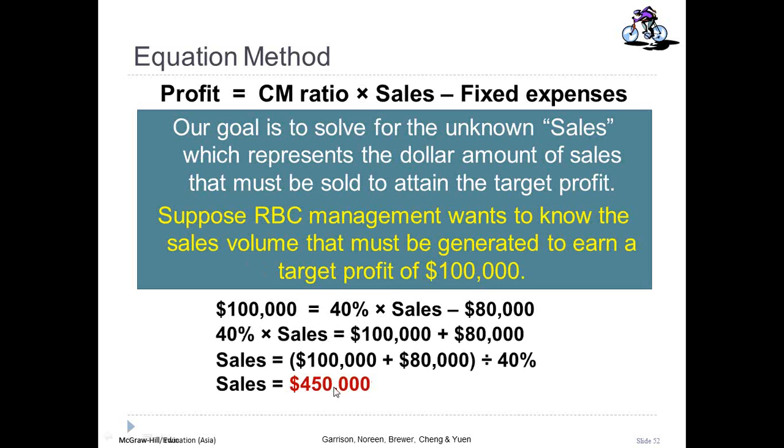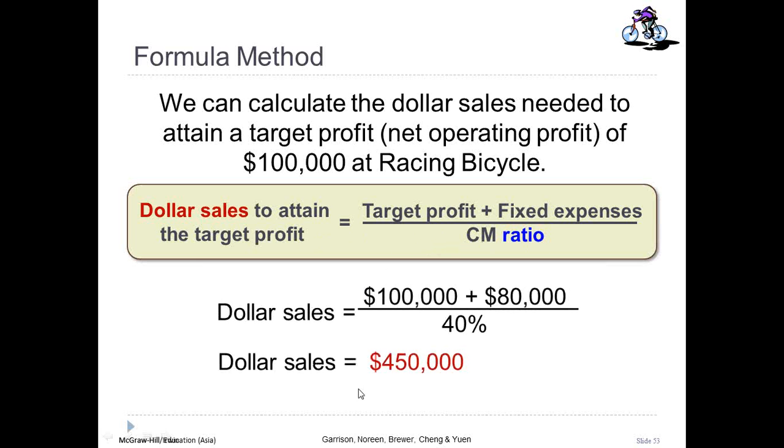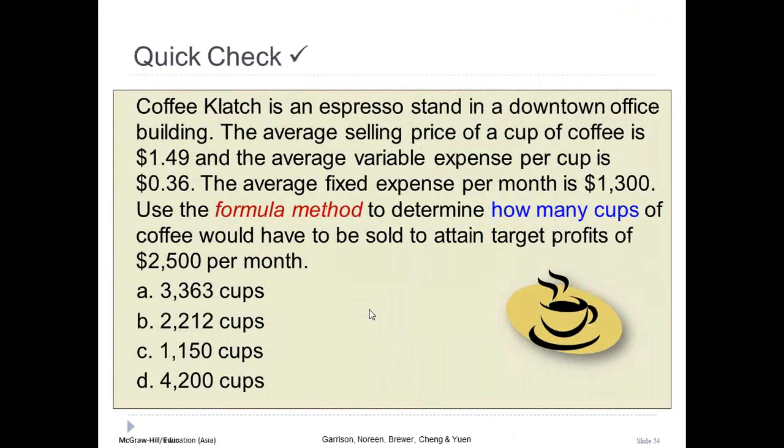We have to sell $450,000 worth of bicycles at the selling price and the contribution margin to achieve our profit target of $100,000. Same with the formula method. We want to achieve $100,000 profit, dollar sales to achieve it. We need to sell $450,000 worth of product to achieve the profit target.